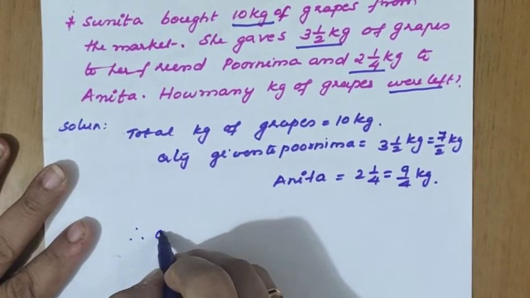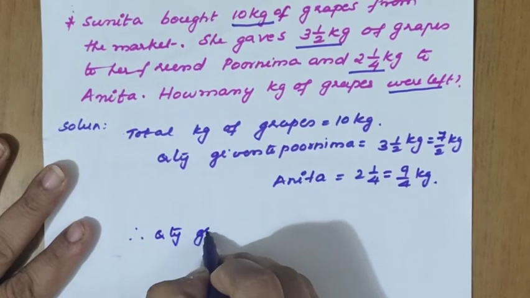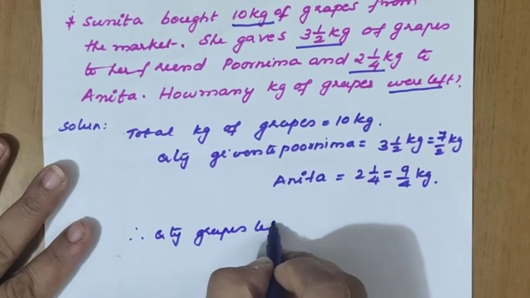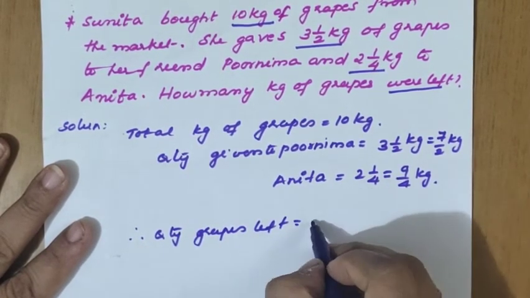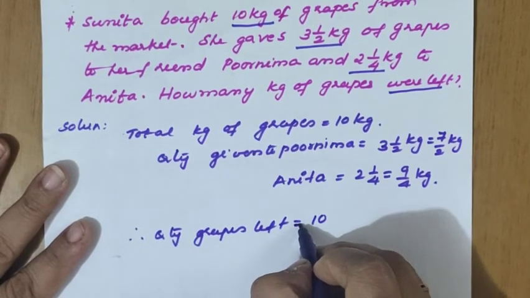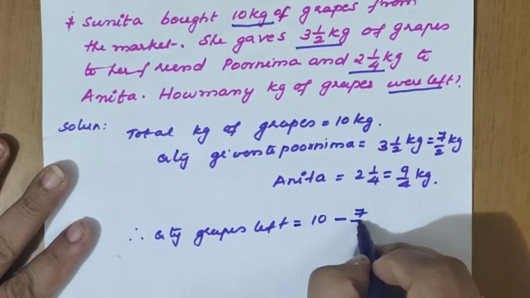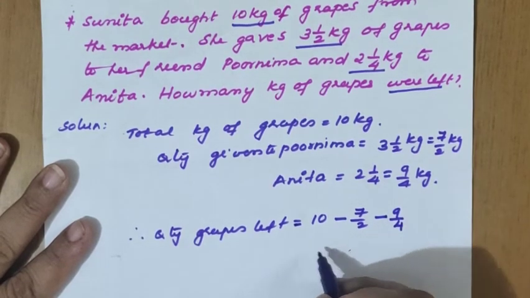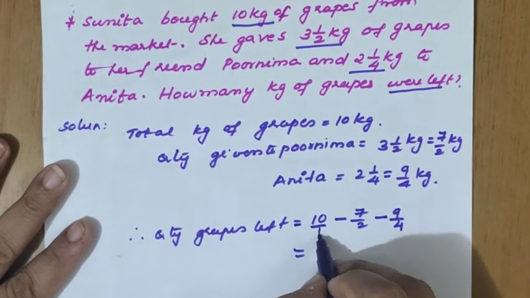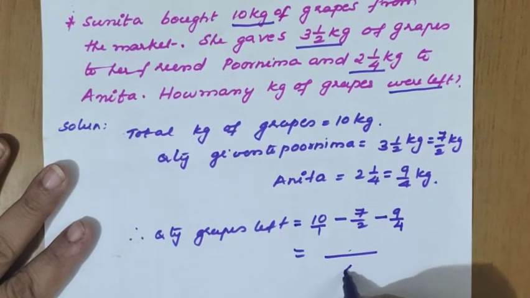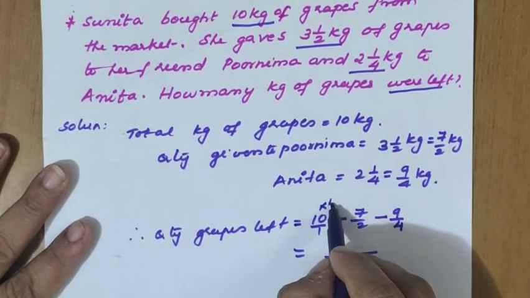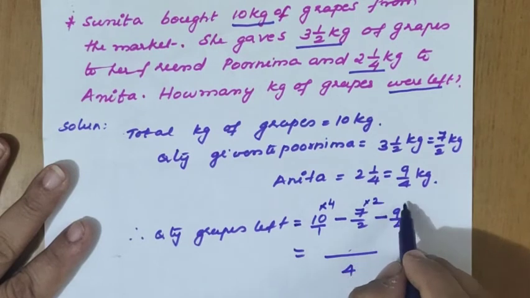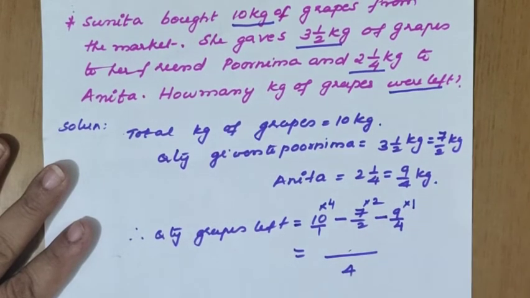The quantity of the grapes left is equal to what we should do? We have to subtract from the total. Total is what? 10 minus 7 by 2 minus 9 by 4. Okay, we can make it 10 by 1 only. What is the LCM now? 4. So here we should multiply it with the 4, and here 2, and here 1.